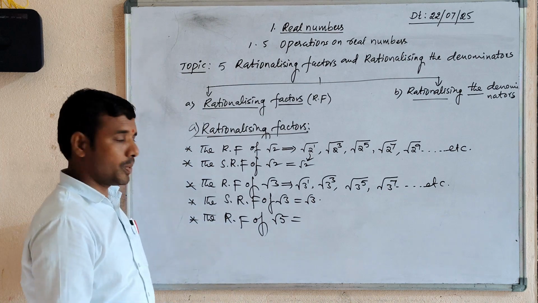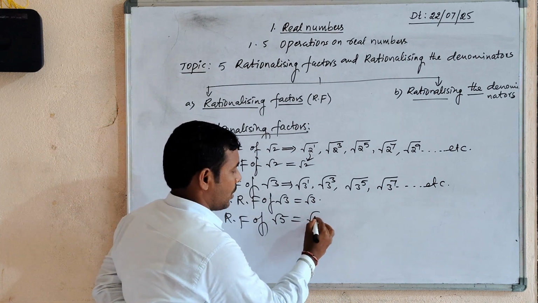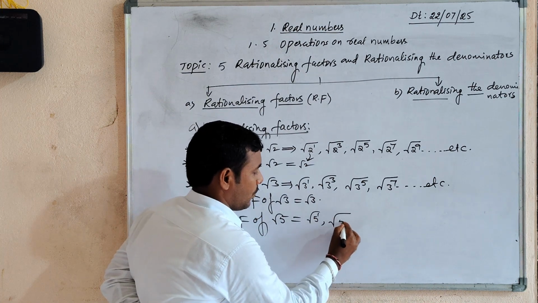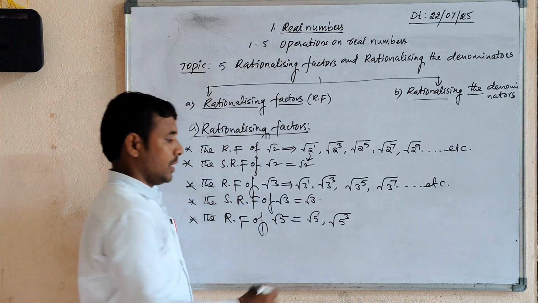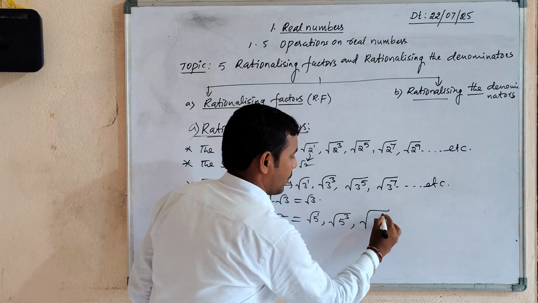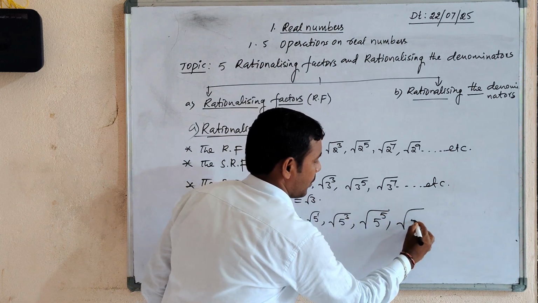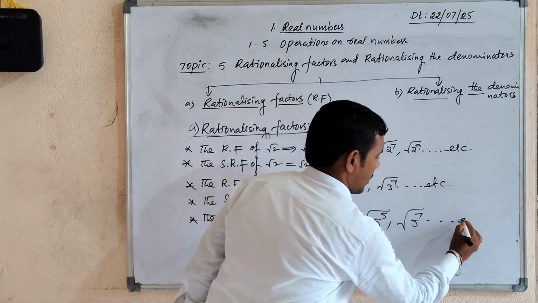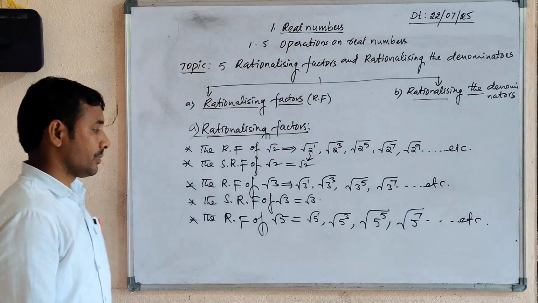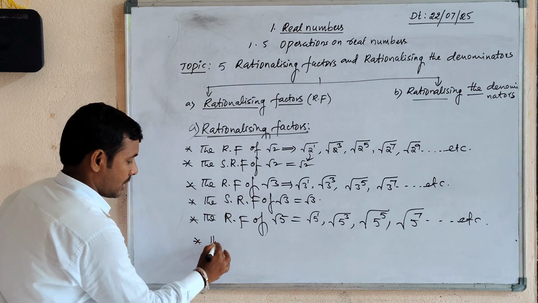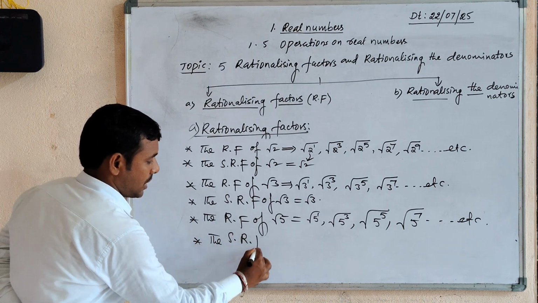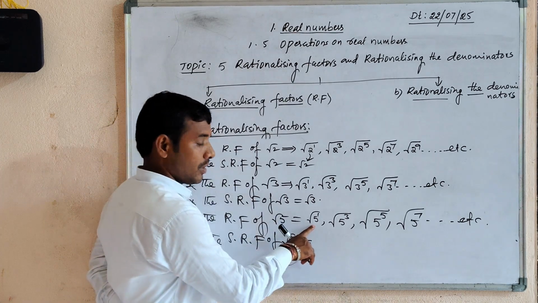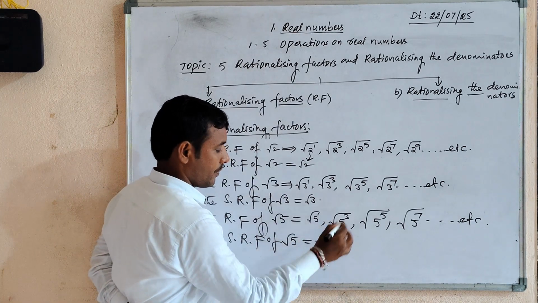Please give a quick response. Square root of 5 over 1. Next, square root of 5 over 3. Next, square root of 5 over 5. Next, square root of 5 over 7. The power should be odd numbers. In this one, last question: the smallest rationalizing factor of root 5 is square root of 5.